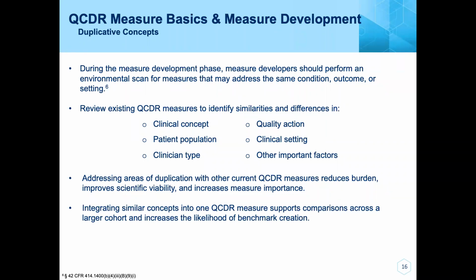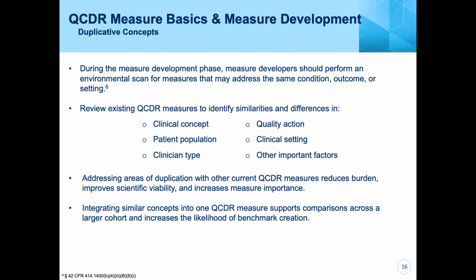We ask that you review the existing QCDR measures and MIPS quality measures inventories to identify similarities and differences in clinical concept, quality action, patient population, clinical care setting, clinician type, or other important factors. Addressing areas of duplication will reduce burden, can help improve scientific viability and increase the measure's importance.